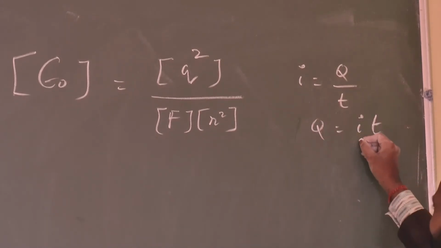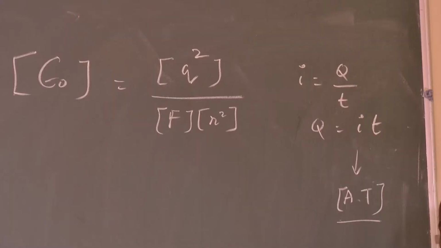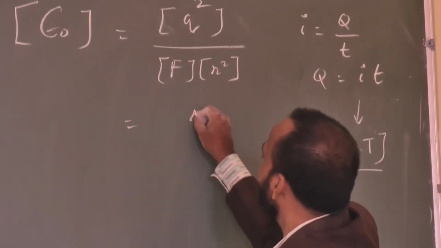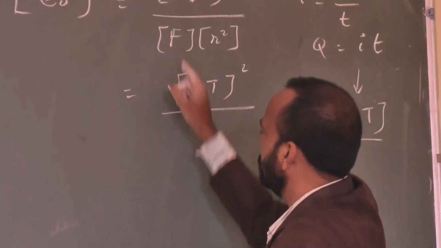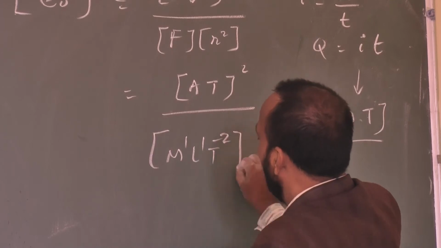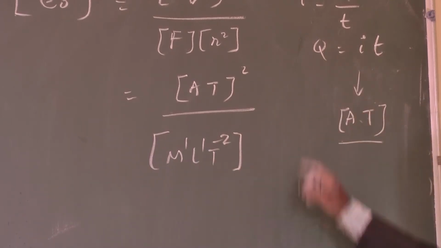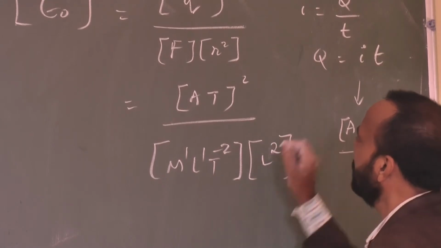What is the dimensional formula of the current? Ampere, A. What is the dimensional formula of time? T. So the dimensional formula of the charge is AT. So here I will write A square T square divided by force. The force dimensional formula is M L T to the power minus 2, and distance square is L square.